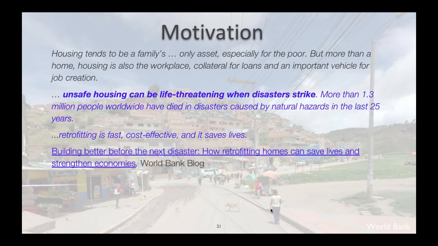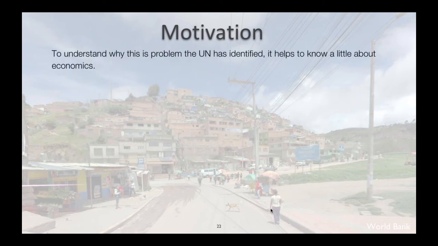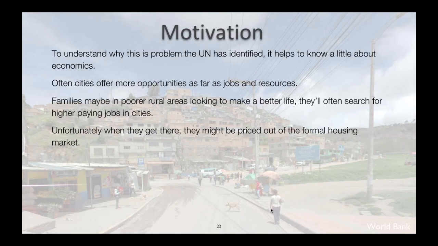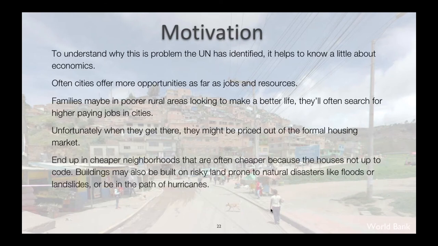To understand why the UN has identified this as a problem, it helps to know a little more about the economics. Cities often offer more opportunities, jobs and resources than people's rural local communities. So families in rural areas looking to make a better life will search for higher paying jobs in cities. Unfortunately, when they get there, they might be priced out of the formal housing market and end up in cheaper neighborhoods, often cheaper because the houses are not up to code. Buildings may be built on risky land prone to natural disasters. So the World Bank is working to retrofit these areas.